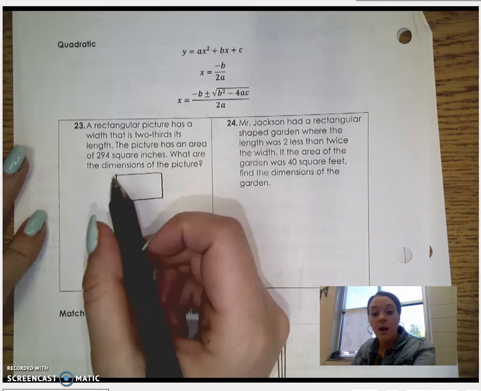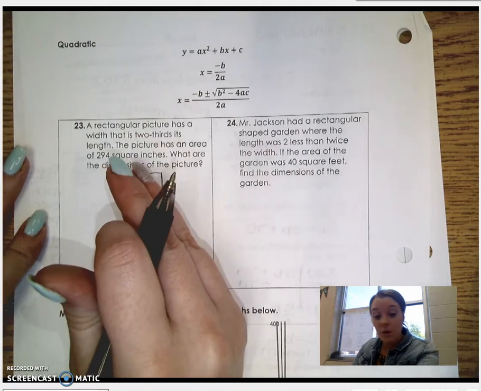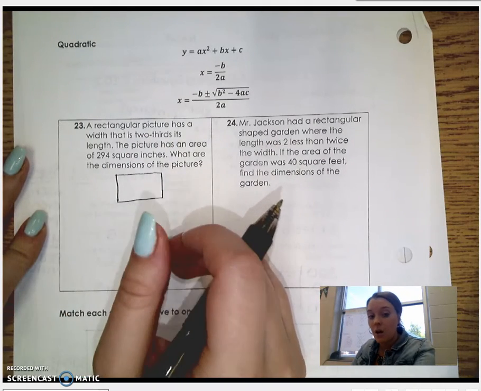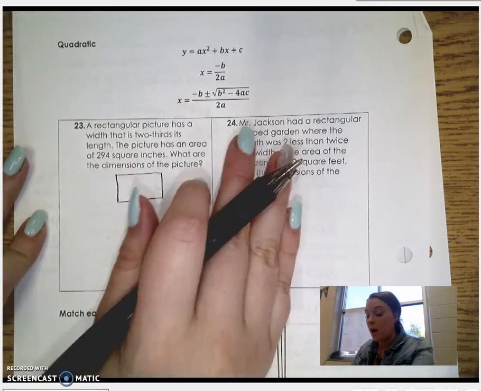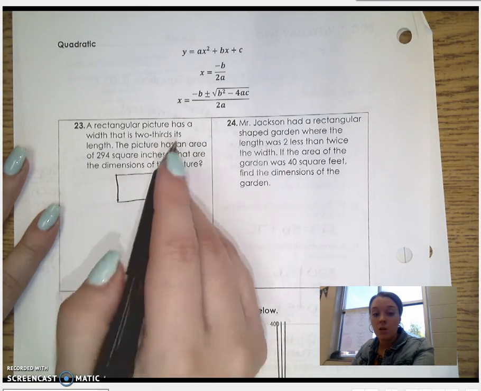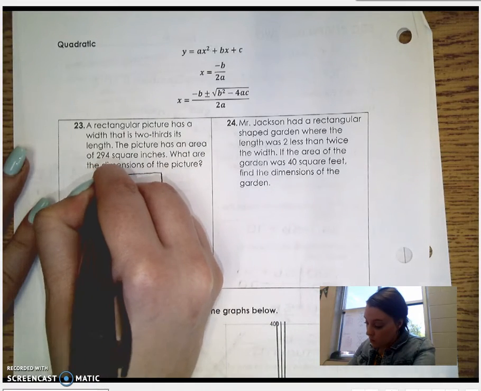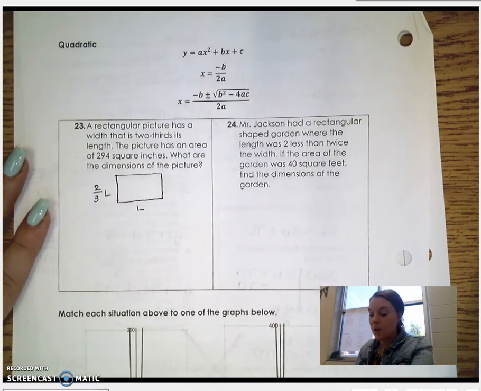Remember that whenever you're doing a word problem, you need to pick one variable and stick with it. Don't label the width w and the length l or the base b and the height h. Pick one variable. You're going to do everything in one variable. So it says the width is 2/3 the length. So this side would be 2/3 the length, and this side would be the length.